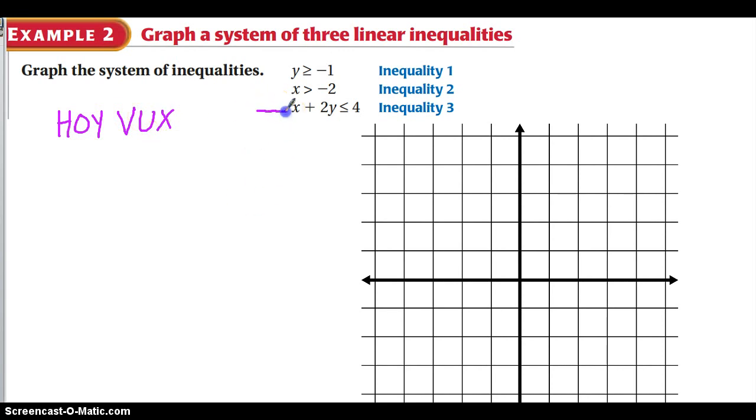And then don't forget on this inequality right here, you're going to have to get it into slope-intercept form. So the y equals mx plus b, or y is greater than or less than or equal to mx plus b. And so you're trying to get y by itself there before you graph that if you decide to go that route.